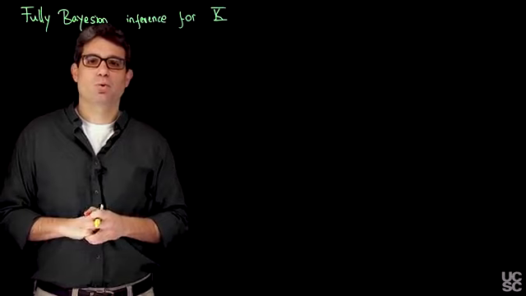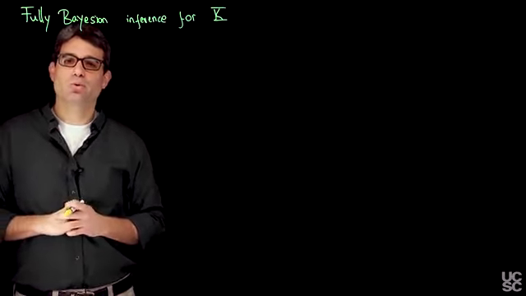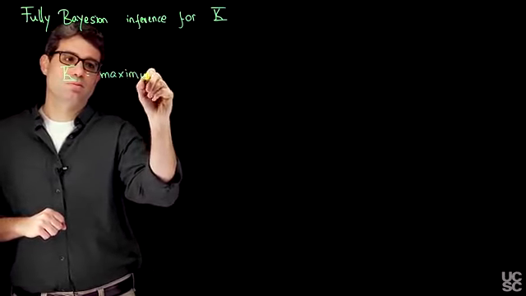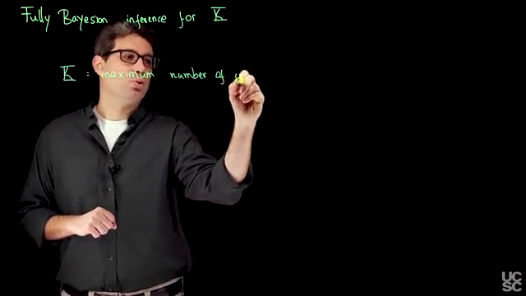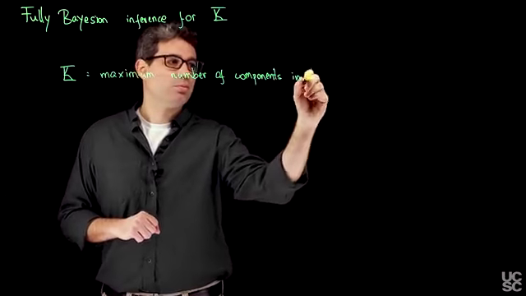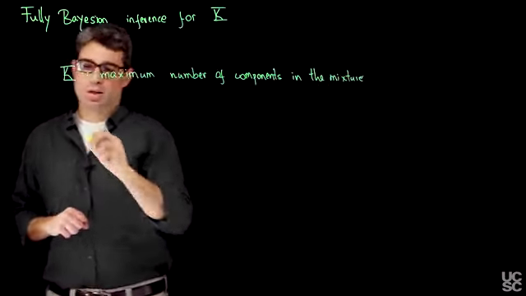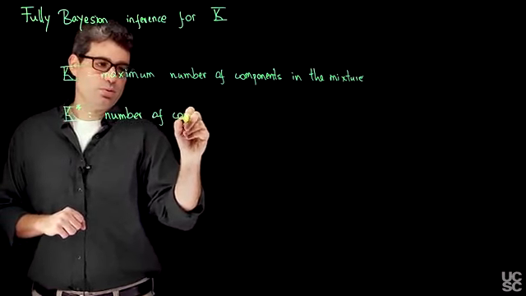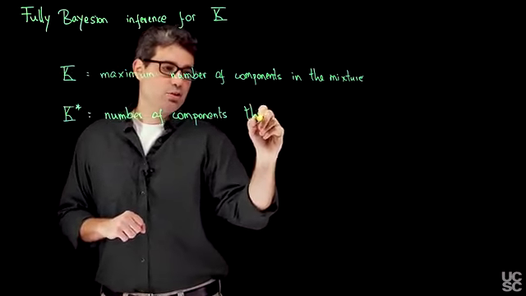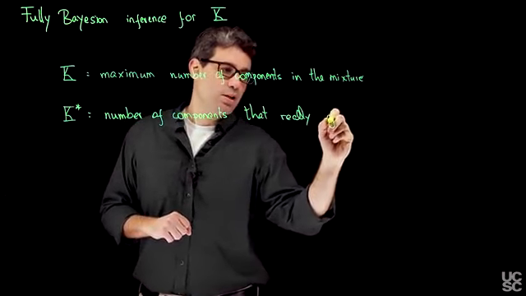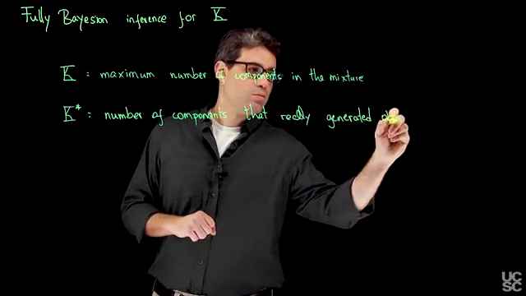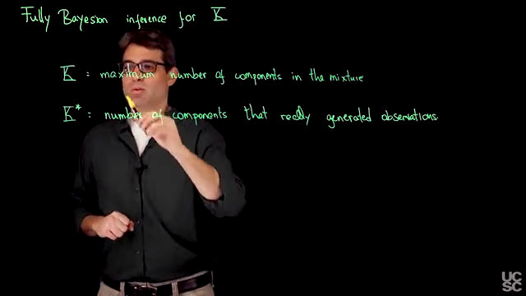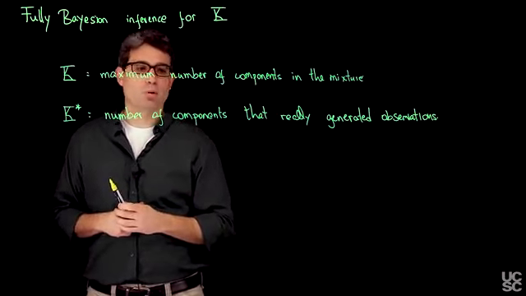And what we're going to do for inference on the number of components in the model is we're going to try to draw a difference between what we're calling capital K, which is the maximum number of components in the mixture, and something that I'm going to call K star, that is the number of components that actually generated observations.